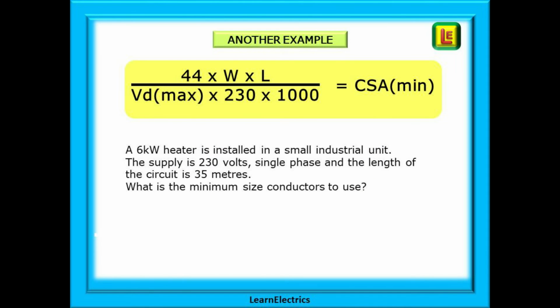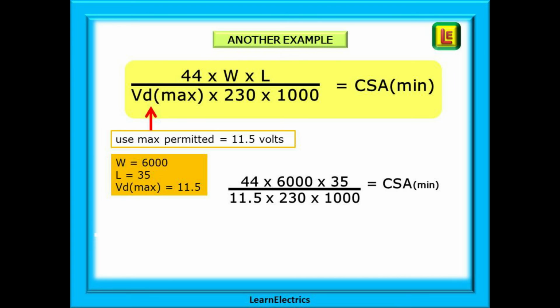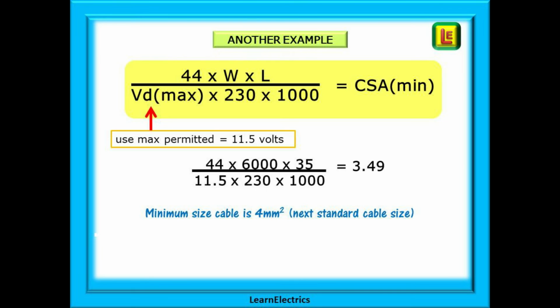Let's have another example to follow. A 6 kilowatt heater is installed in a small industrial unit. The supply is 230 volts, single phase, and the length of the circuit is 35 meters. What is the minimum size conductors to use? Here's our formula. The wattage is 6 kilowatts or 6000 watts and the length is 35 meters. We must use the maximum permitted voltage drop now, which is 11.5 volts for non-lighting. These values can go into the calculation to find the minimum CSA. Perform the calculation and out pops 3.49mm for the minimum cable size. The cable must be equal to or greater than this, so we should choose a 4mm cable, as this is the nearest standard size available to meet the criteria.